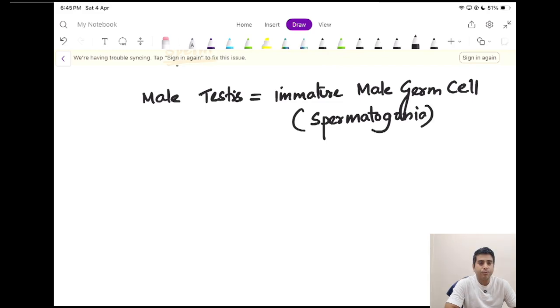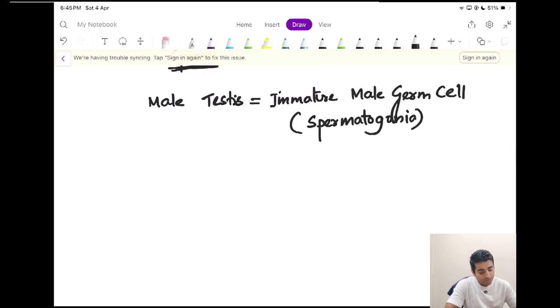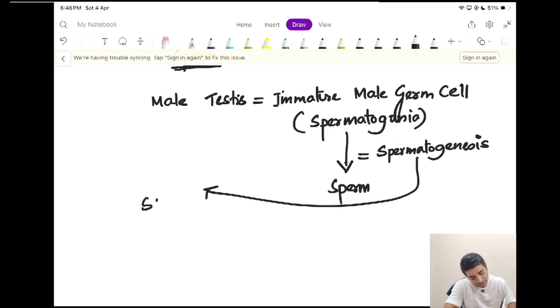Now from this spermatogonia, there will be formation of the sperm. So the immature male germ cell, spermatogonia, is the precursor of the sperm. And the process to form the sperm is called spermatogenesis. Two important MCQs are usually asked from this step: the spermatogenesis usually starts at puberty. Why does it start in puberty?